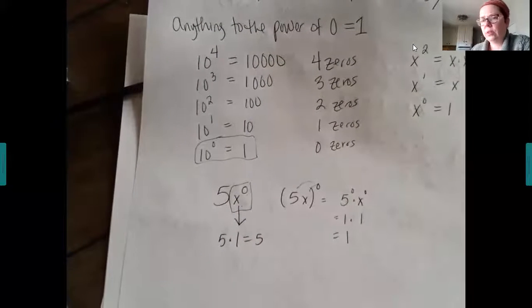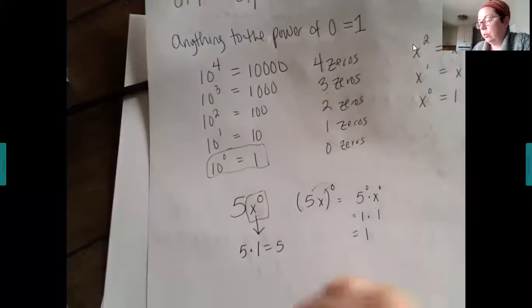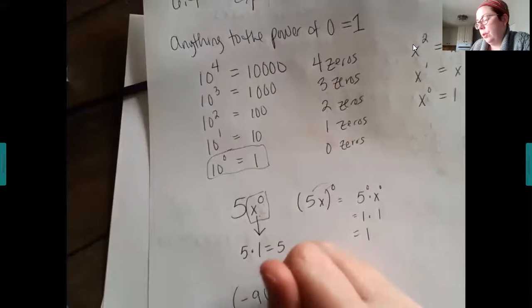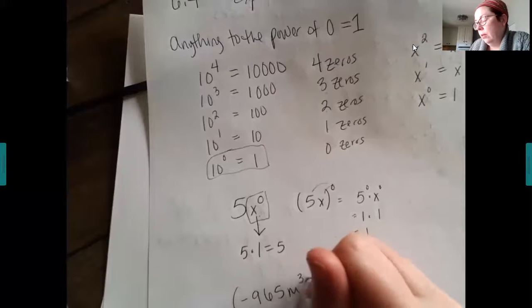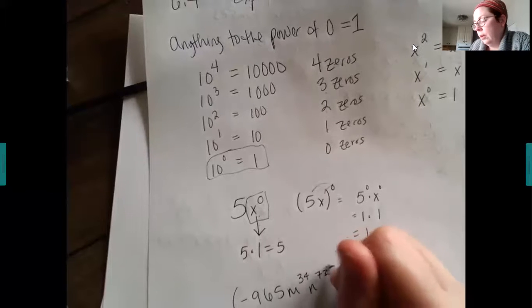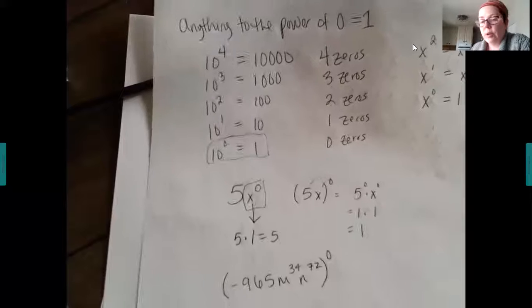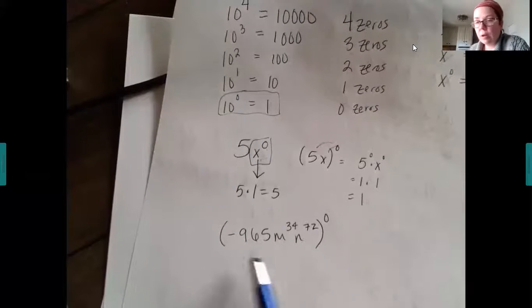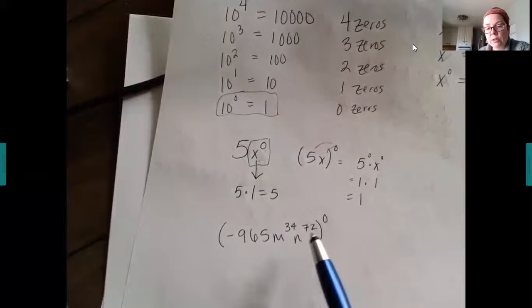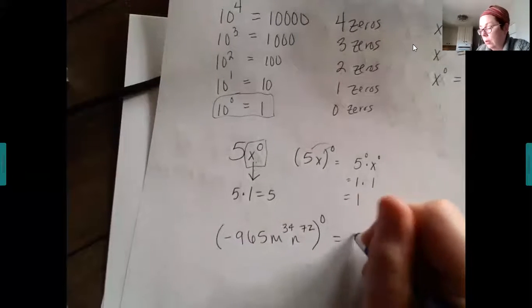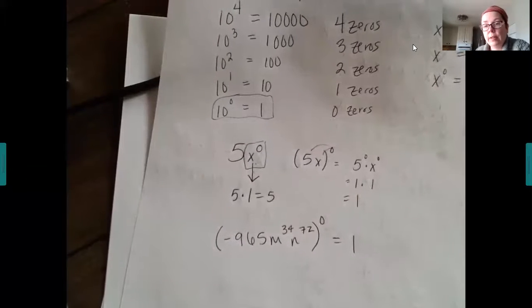One problem I saw on homework looked really gross. It was like negative something big, 72, something ridiculous, but it was all raised to the power of 0. So if you see a big mess, but it's raised to the power of 0, this whole entire thing turns into 1, and that'd be your answer.